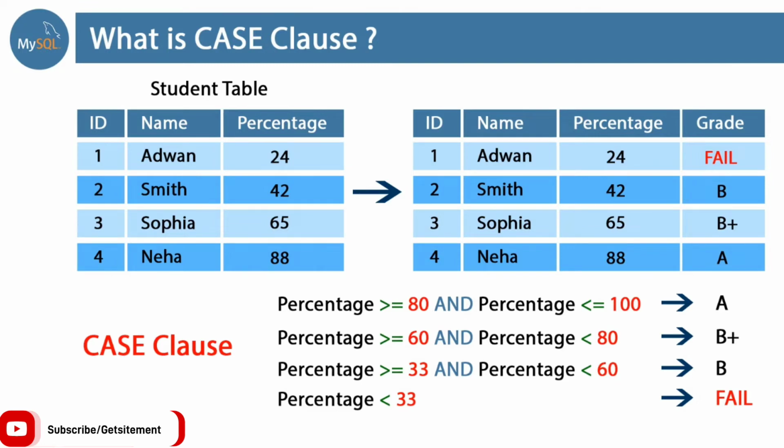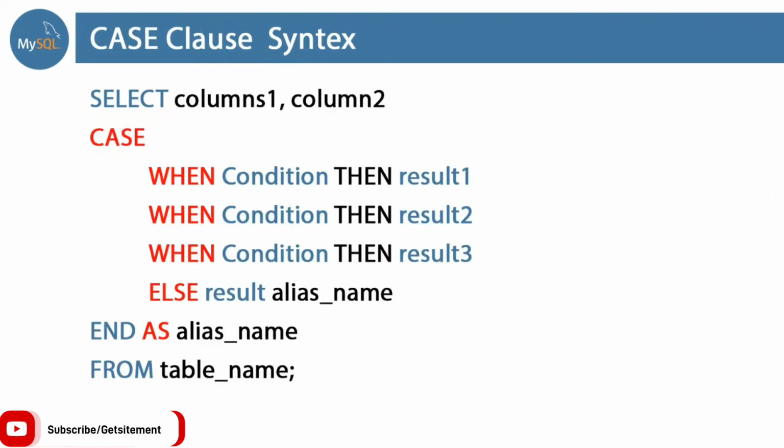So let's see the syntax, how we can type the case clause with the select command. First you need to type select, and then you need to provide the column names which you want to see, and then create a custom column. You need to use the case command. First you need to type case, and for all your multiple conditions you need to use the when keyword. When your condition is true, then it returns the result, in our case A.